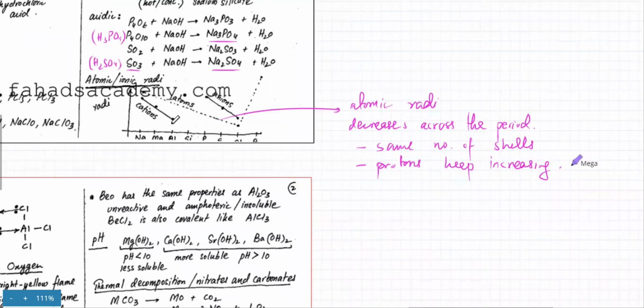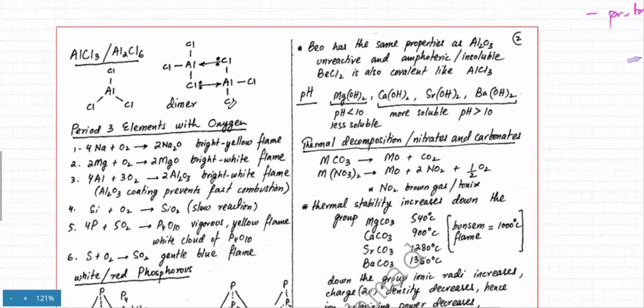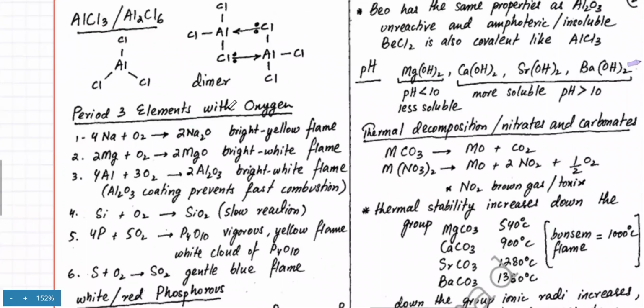Positive ions, cations, are smaller in size. Why? Because they lose their outer shell. Negative ions are bigger in size because they gain electrons, and there's a lot of electron-electron repulsion because of the extra electrons, which is why they're bigger in size. Then dimerization of AlCl3. Hopefully, you know this.